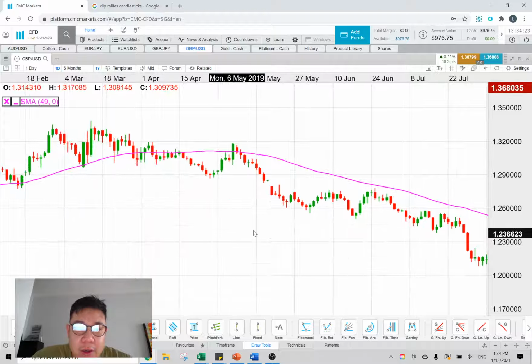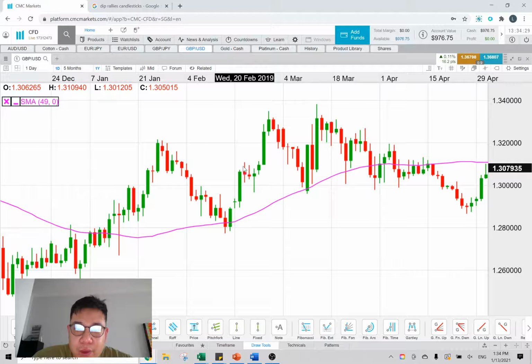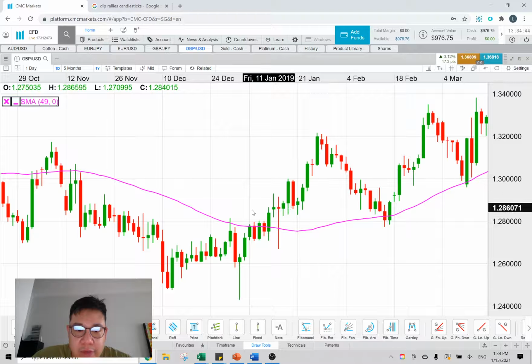I'll try to find a good dip for you. There, this one is very nice. Price went up, paused for 2 days. This is a dip for 2 days, and then it shoots back up again. And here's another one. Price went down, then rallied a bit for 2 days, and then continued down. So you need to find the patterns.